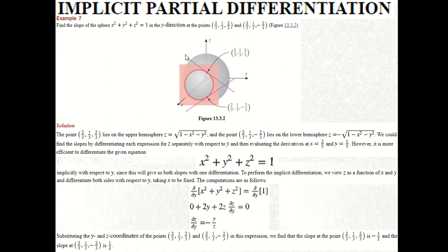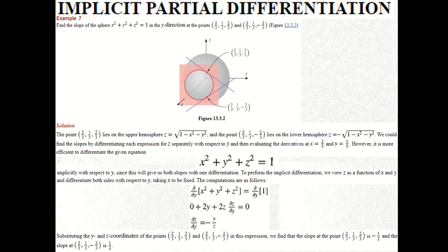Again, this is sloping downward to the right, so naturally, from the previous concept, this is a negative slope. And this one here for the lower hemisphere has a positive slope because it is sloping upward to the right, so we got a positive value. Okay, so one more example for this topic.